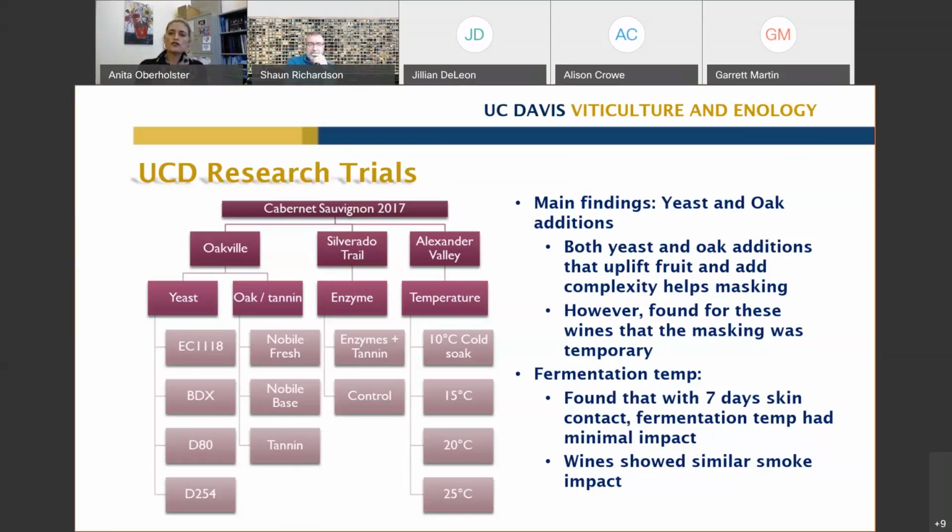And that just shows you the impact of the matrix, because something that works in one wine doesn't mean it's going to work in another wine. And this is very important to note.